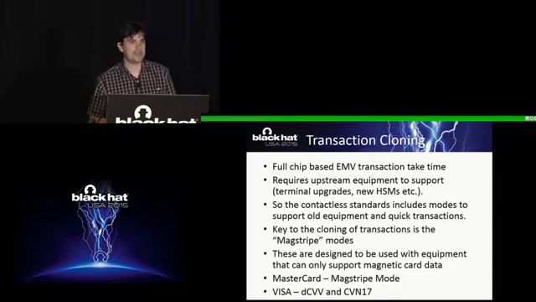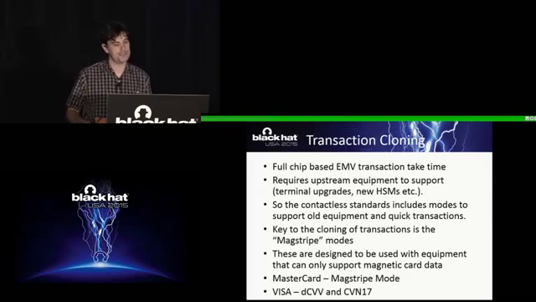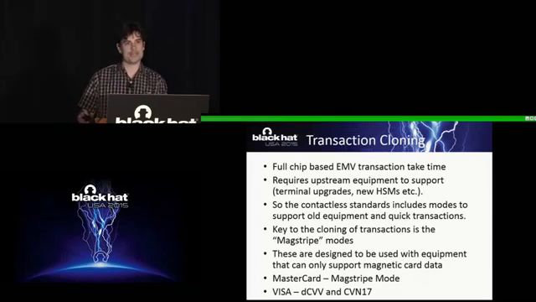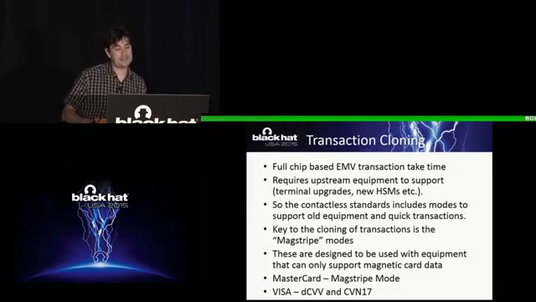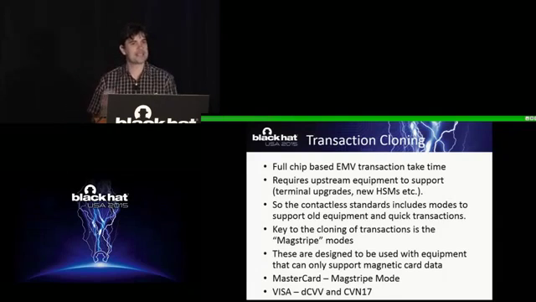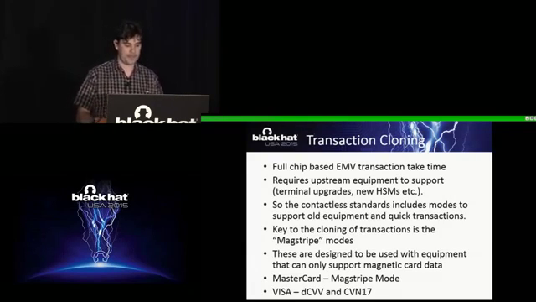And the issue with these legacy modes is that they're very significantly cut down compared to a full chip EMV solution. So these legacy modes, in MasterCard, it's called a magstripe mode. For Visa, it's a dynamic CVV, or more modernly, a CVN17 mode.